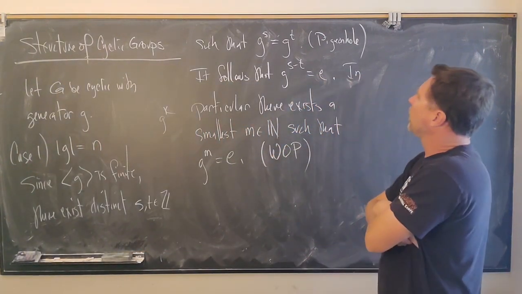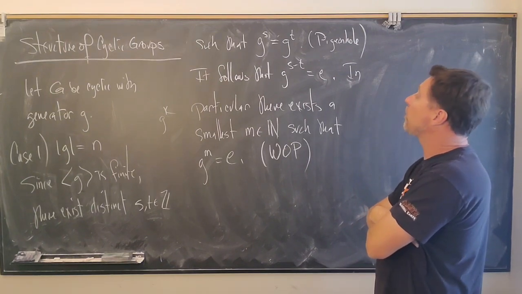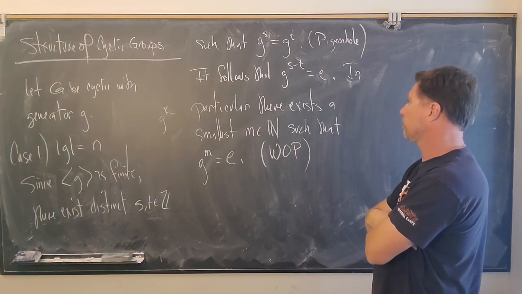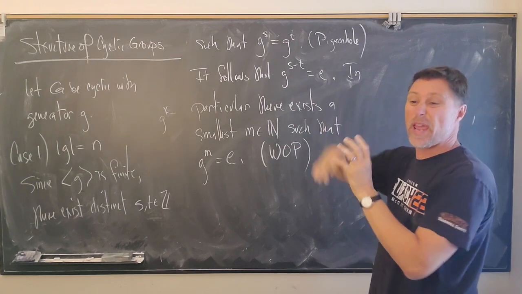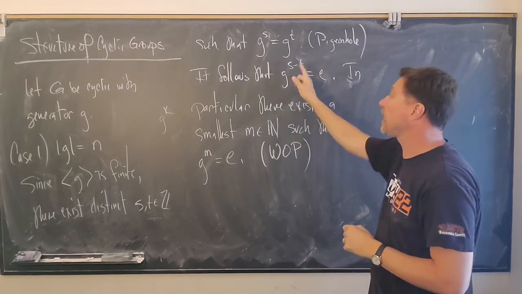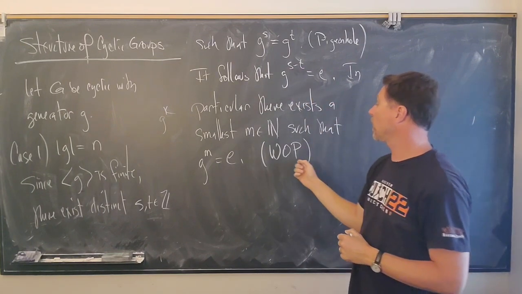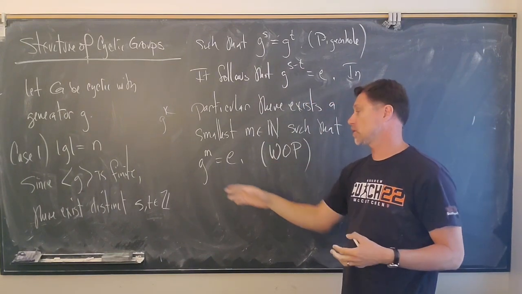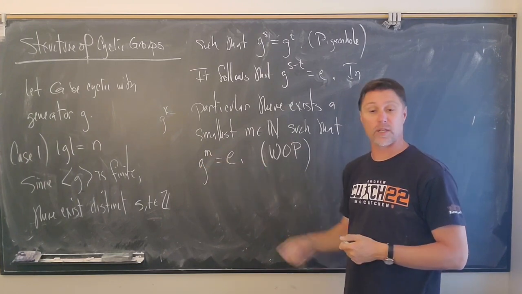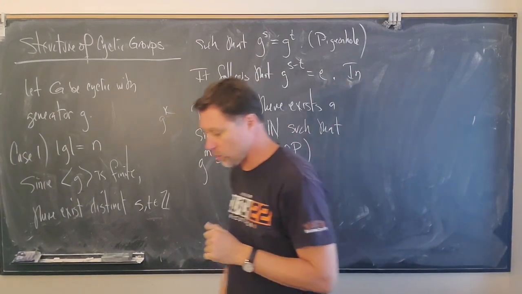So what's going on here? Look at all possible positive integers for which g raised to those integers gives you the identity. You're guaranteed that there's at least one, and so now that allows us to apply the well-ordering principle. Just take the smallest one for which g raised to that power is equal to the identity. We're guaranteed that it exists by well-ordering principle.